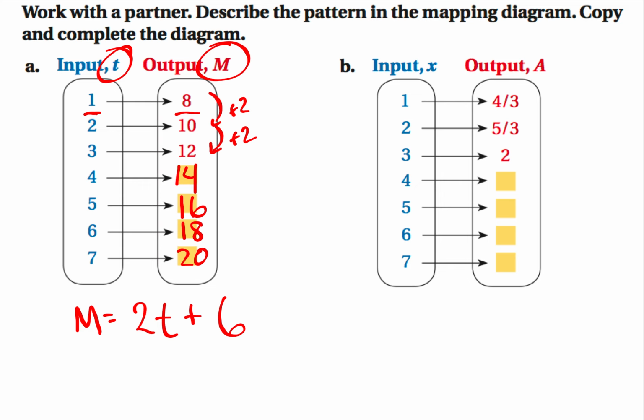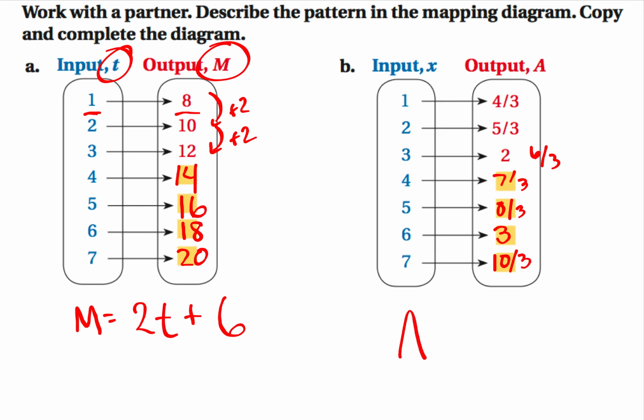Okay, this next one. You'll notice 1 goes to 4/3, 2 goes to 5/3, 3 goes to 2, which, by the way, is the same as 6/3. If you look at this pattern, it looks like it goes up a third each time. So it's just going to go 7/3, 8/3, 9/3. 9/3, of course, is 3, and then 10/3. And that's what it would fill in with.